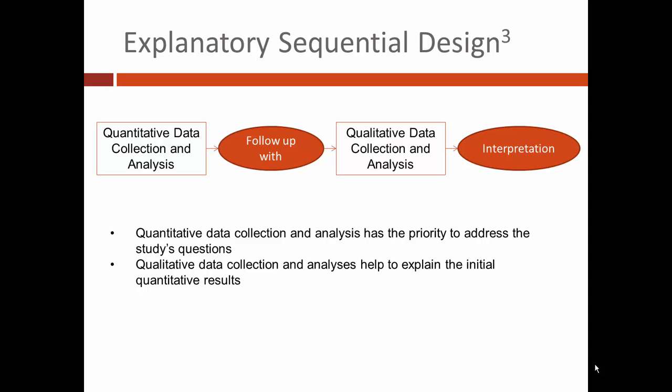Explanatory sequential mixed methods design involves initial quantitative data collection and analysis, followed up by qualitative data collection and analysis. Quantitative data can be used to select the sample for the qualitative phase of the study. Qualitative data are used to further understand and explain the initial quantitative findings.